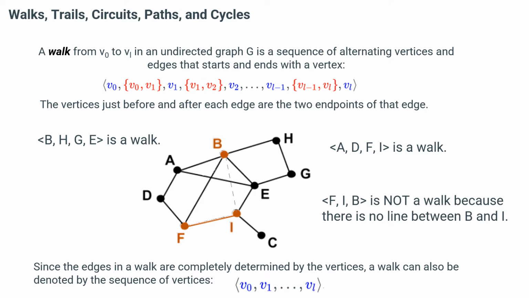Now F, I, B, that is not a walk, and the reason why is that there's not an edge between the I and the B. I could go from F to I on an edge, but I can't get from I to B. There's no line there. So that would not be a walk. I'd have to go to E first before I got to B. So F, I, E, B would be a walk, but F, I, B is not.